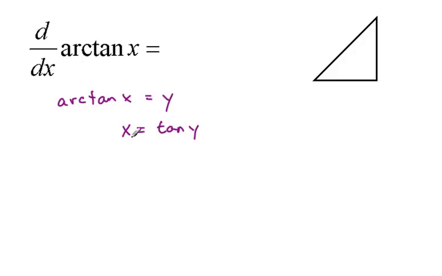So we're going to take the derivative of both sides, and the derivative of x is simply 1. And the derivative of tangent, we learned before, is 1 over cosine squared y. But then we have to take it times the derivative of the inside. And the derivative of y is simply dy dx. Now we can easily solve for dy dx.